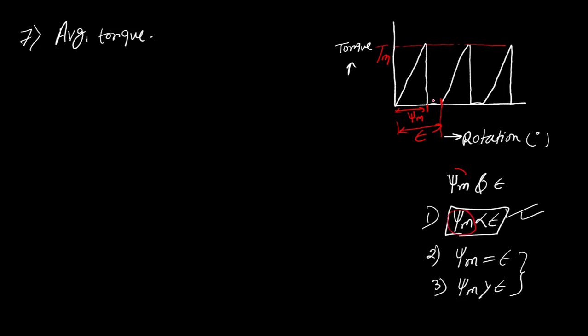If they are equal, then this psi m will come to here, the diagram will start from here, and this will become something like this, because both are the same. So later, in another video, I will discuss it. So here this is the scenario. Now this is my maximum torque, and let's say this is my average torque.